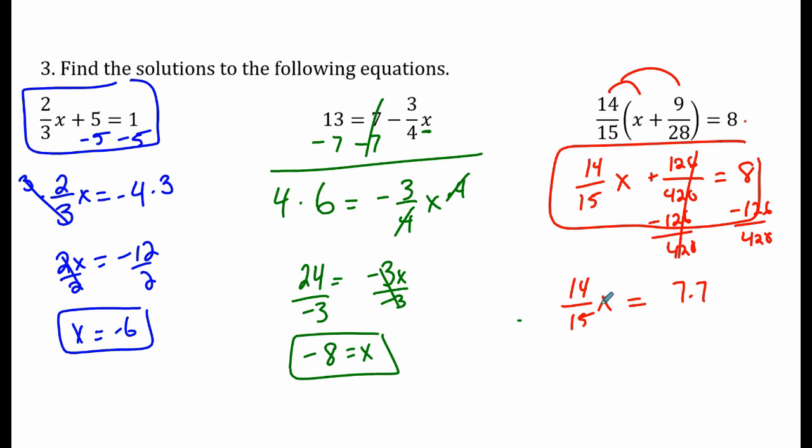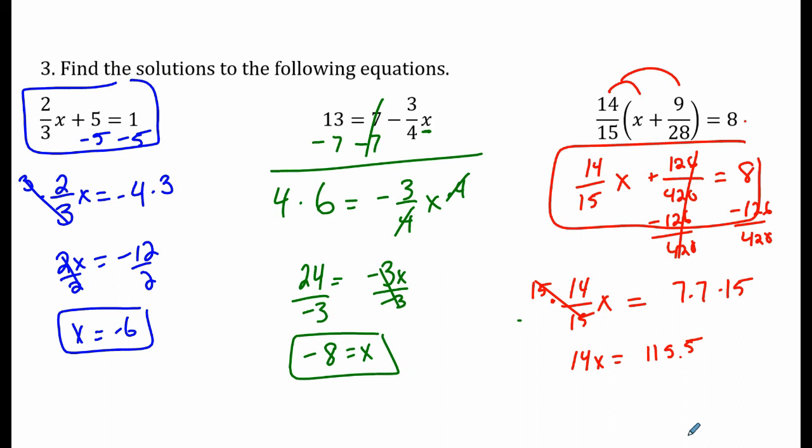Now, how do I get x by itself? Think about this fraction in two different steps. I'm dividing by 15, so let's multiply by 15. Let's take our 7.7 there and multiply it by 15 and see what we get. I have 14x equals 115.5.